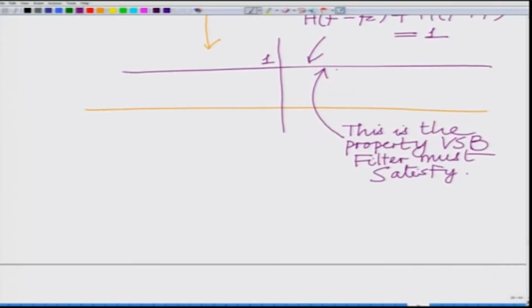So, if this property is satisfied, that is if this filter H(f) is symmetric about fc, that is starts from fc minus delta f to fc plus delta f and rises from 0 to 1 linearly, then you can see that when you consider H(f plus fc) and H(f minus fc) and superimpose them or add them in the baseband, they will sum up to 1. This is the property that the VSB filter must satisfy, H(f minus fc) plus H(f plus fc) equal to 1.